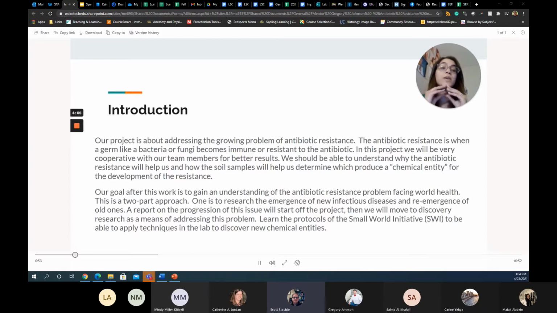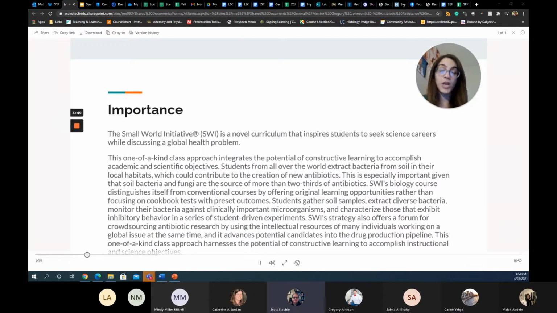We used biosafety level 2, the BSL2, in our lab, and we learned the protocols of the Small World Initiative, to be able to apply techniques in the lab to discover new chemical entities. So why is it important to follow the Small World Initiative technique? The Small World Initiative is a novel curriculum that inspires students to seek science careers while discussing a global health problem.